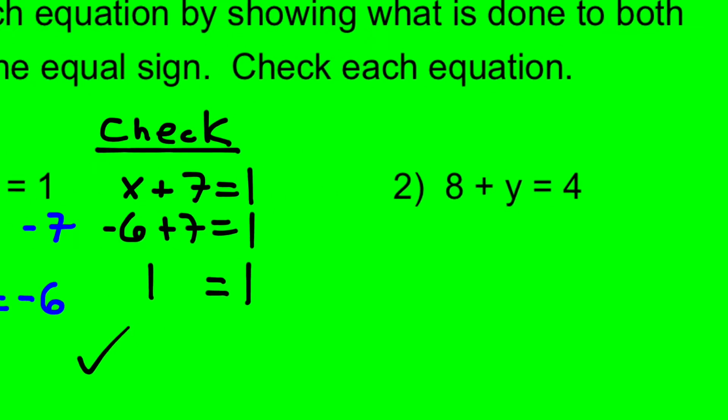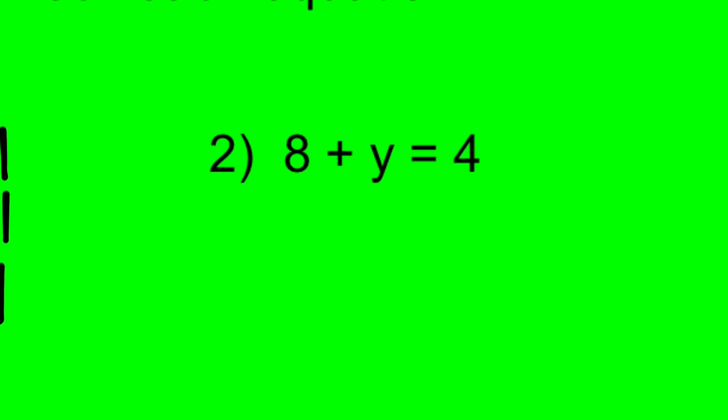Let's do another one. All of these things are done exactly the same. It's just sometimes the equations are set up a little bit differently. So 8 plus y equals 4. Well, I want to show the value of y. To do that, I'll want to get the y by itself on one side of the equal sign, and I'll do that by taking positive 8 away by subtracting 8. And if I subtract 8 on that side, I have to subtract 8 on the other side.